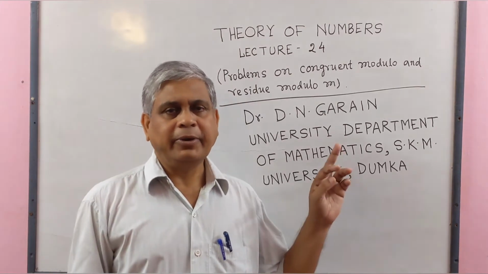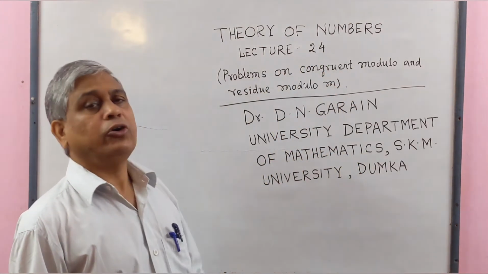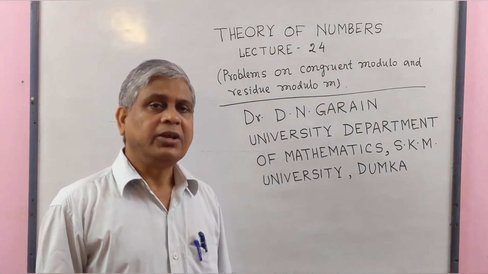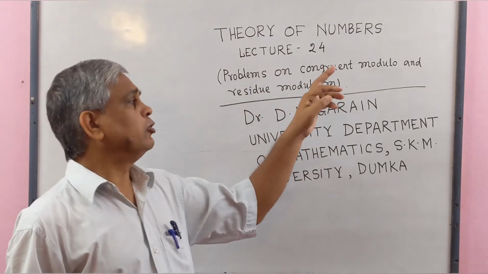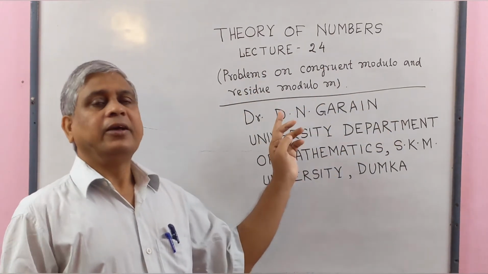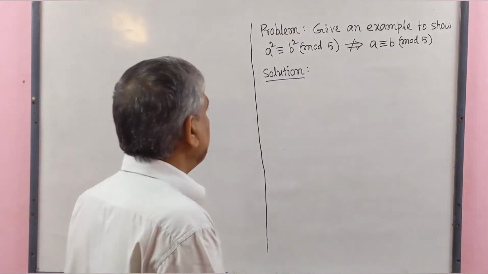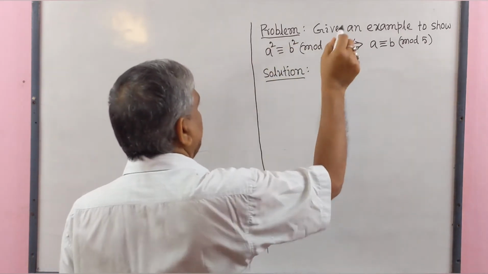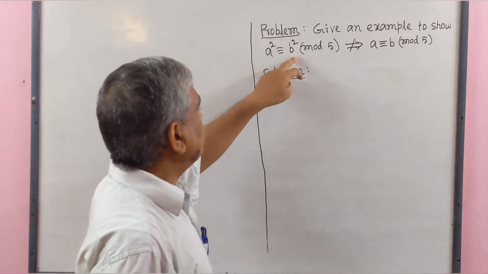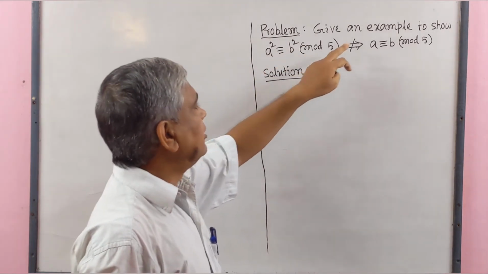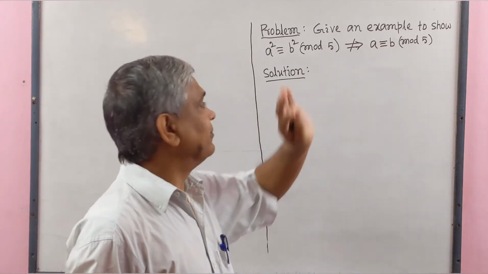Today I will deliver lecture on theory of numbers, lecture number 24, in which I will solve some problems on congruent modulo and residue modulo M. Now we solve a problem. Problem is, give an example to show a square congruent to b square modulo 5 does not imply a is congruent to b modulo 5.